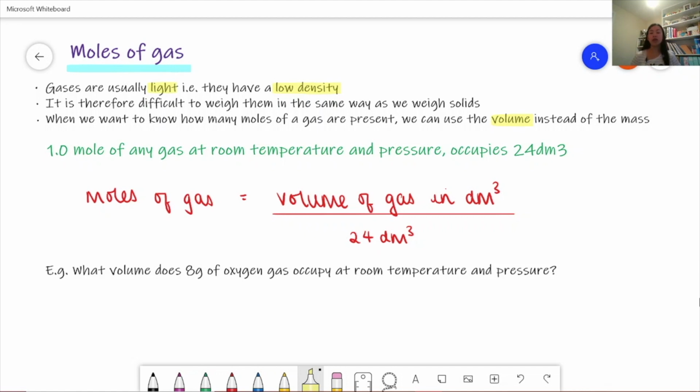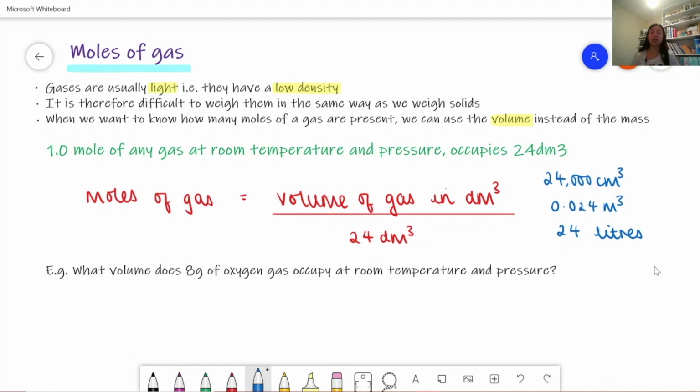And actually, if you wanted to work it out in centimeters cubed, that would be fine also, because it's just a ratio. But you have to make sure that the units of the top and bottom of this fraction are the same. And to remind you of the conversions, we have that 24 decimeters cubed is equal to 24,000 centimeters cubed, and it's also equal to 0.024 meters cubed, because we have to divide by 1,000 to get to meters cubed. And one really useful one to know is that 24 decimeters cubed is also equal to 24 litres.